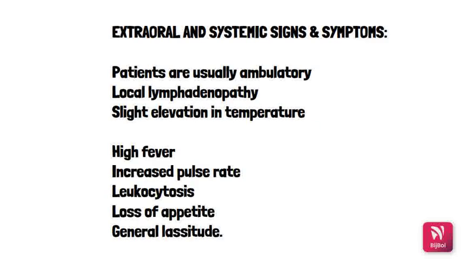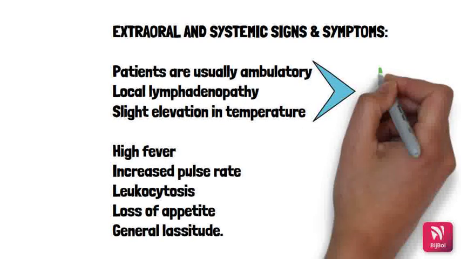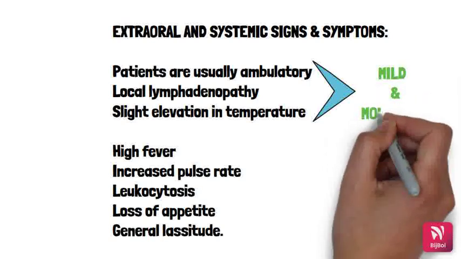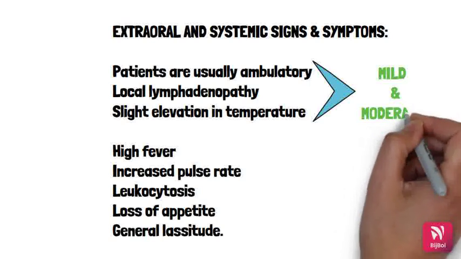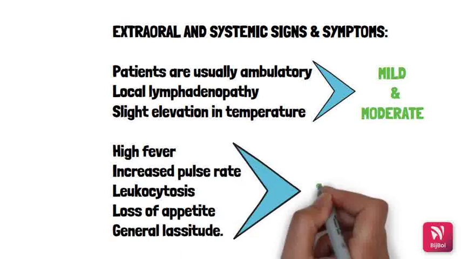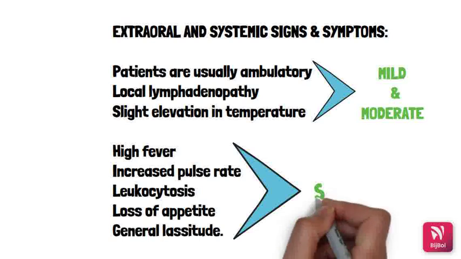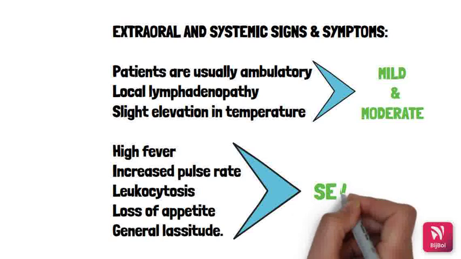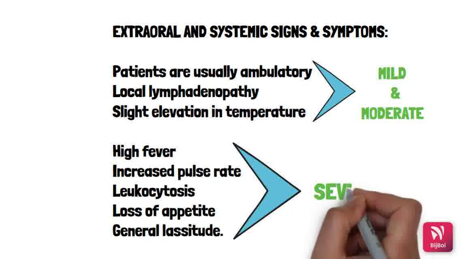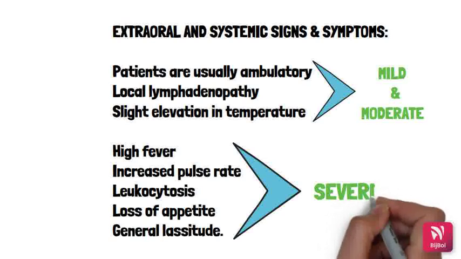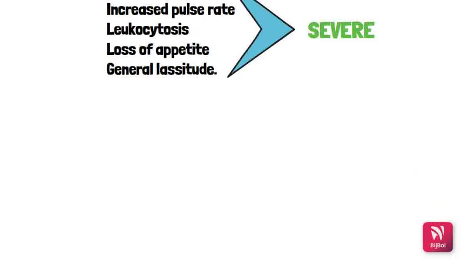Next, we will see the extraoral and systemic signs and symptoms. In mild to moderate cases, the patients are usually ambulatory and have a minimum of systemic symptoms. Local lymphadenopathy and slight elevation in temperature are the common features usually seen in mild and moderate stages of the disease. But in severe cases, there will be high fever, increased pulse rate, leukocytosis, loss of appetite, and general lassitude. These systemic reactions are more common in children, and there might be constipation, gastrointestinal disorders, and sometimes headache and mental depression are also seen. In very rare cases, gangrenous stomatitis and noma have also been described.